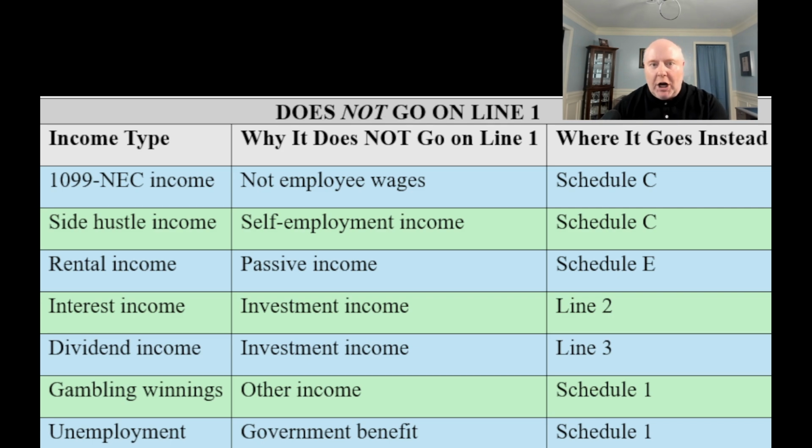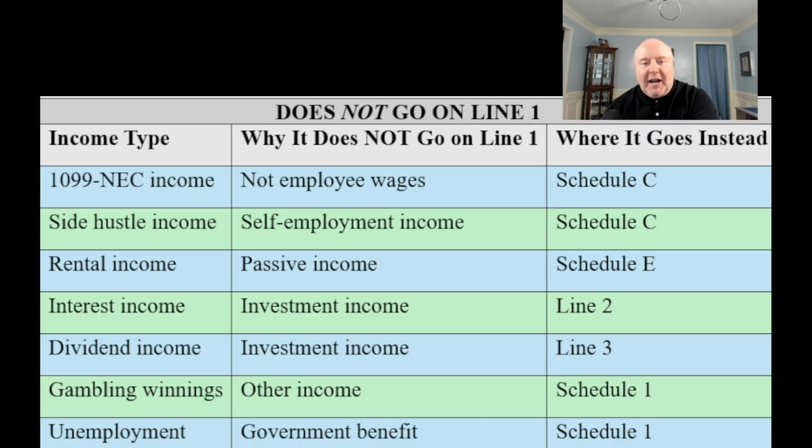But some of the things that are not appearing on line 1 are going to be side hustle income. So if you have a side hustle, you're self-employed, right? So if you're self-employed, you know what? It goes on your Schedule C. If you have rental income, that's passive income, we go to Schedule E. Now, these schedules, from Schedule C to Schedule E, they're eventually going to come back to our 1040, so they're going to appear there. It's just not in line 1.